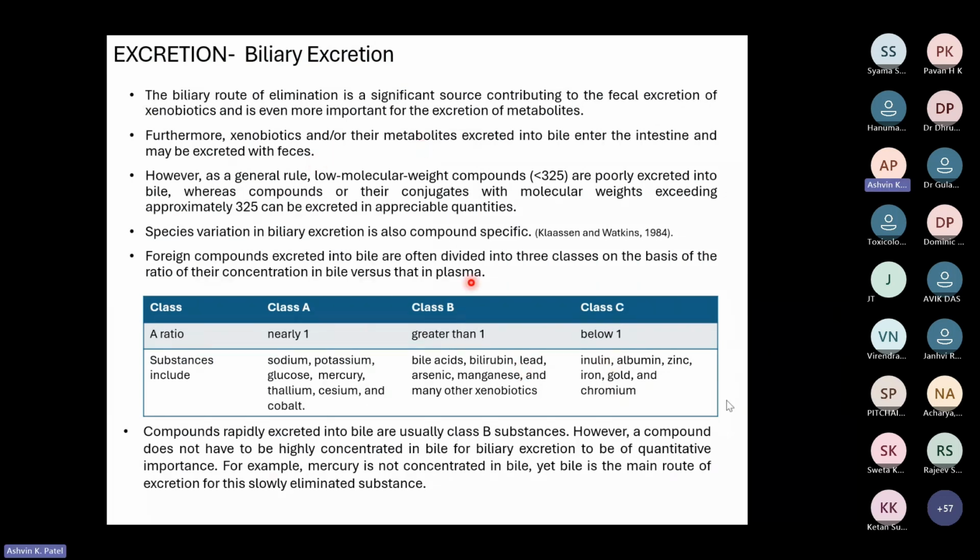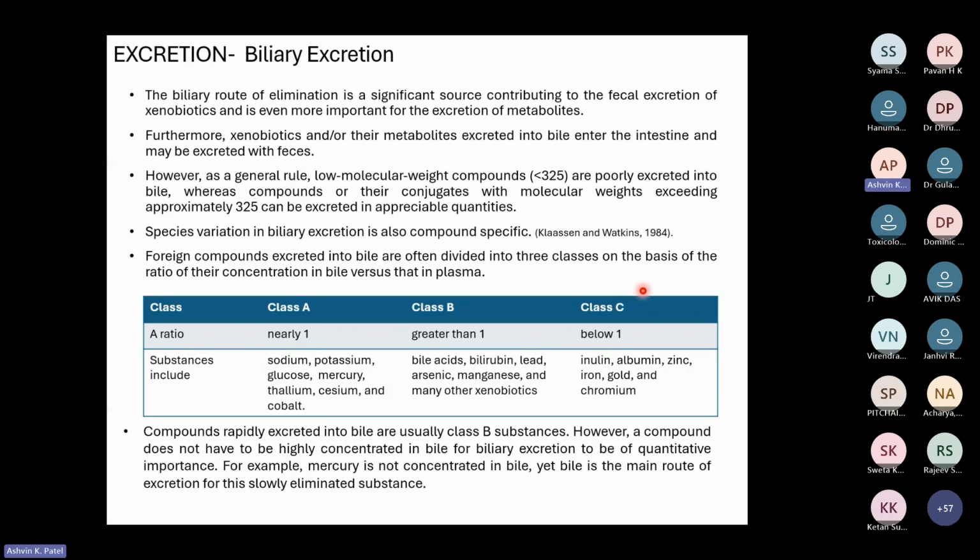Biliary excretion. The biliary route of elimination is a significant contributor to fecal excretion. Most xenobiotics are metabolized in the liver, and through the bile they are excreted into the fecal material. As a general rule, low molecular weight compounds are poorly excreted into bile, whereas compounds or their conjugates with molecular weight exceeding approximately 325 can be excreted in appreciable quantity.